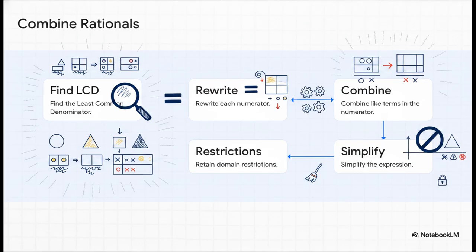Step 4 is where we tidy things up. You simplify that final expression by factoring and canceling any common terms if you can. But step 5, well, this is where the true algebra masters stand out. You have to retain domain restrictions. Because we're dealing with variables in the denominator, we have to clearly state which values of x would cause that denominator to equal 0. Remember, dividing by 0 breaks the universe. It's strictly undefined. So those values are completely restricted from the domain, even if they happen to get canceled out during step 4.